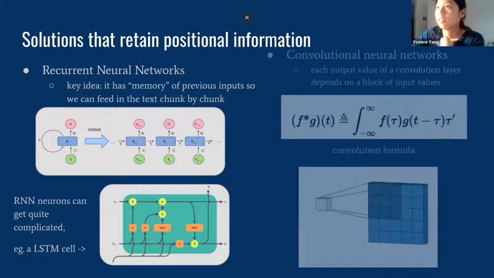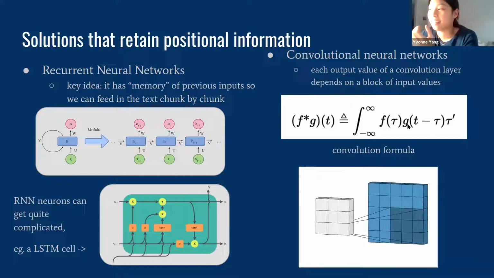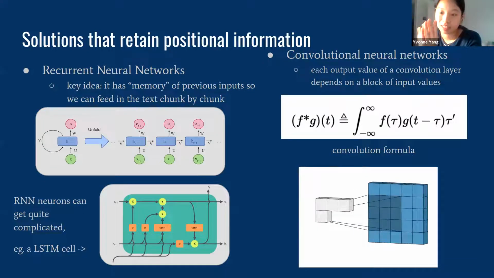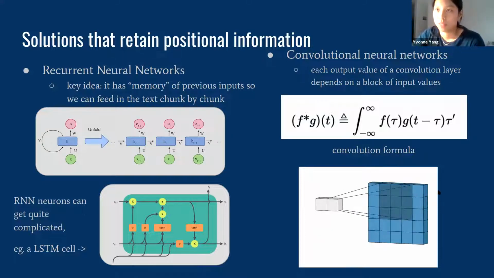Now, convolutional neural networks. So here's a beautiful equation on convolution. Essentially what this is doing is sliding a window across the inputs so that the output is calculated based on a range of inputs. In that way, you're also associating, for example, words that are close together in the text, and then outputting something based on a combination of all of those associations. So that's also a way to retain the positional information in the text.